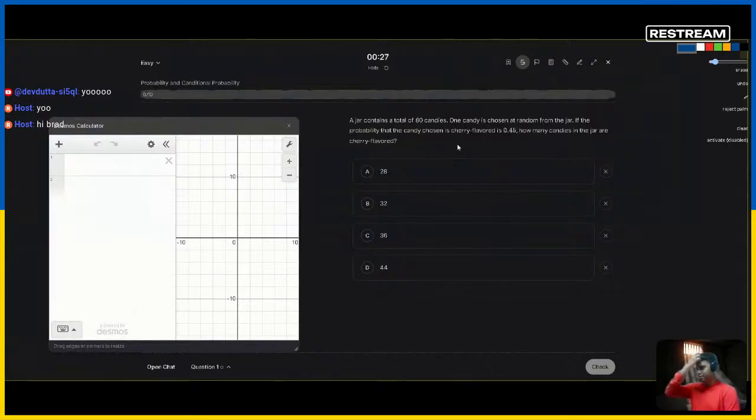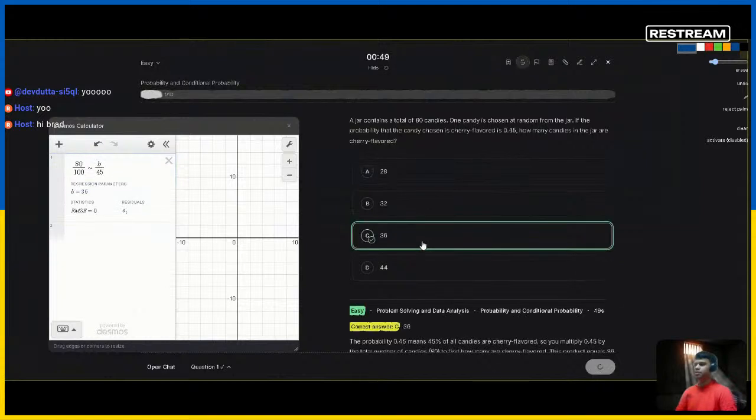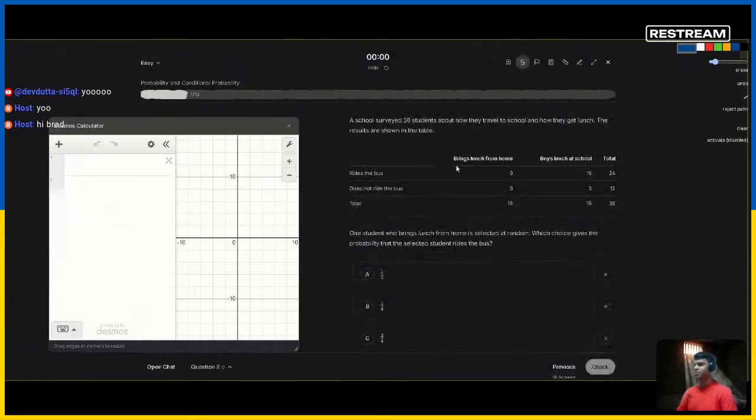Right, talking about cherries. Okay, so 80 is 100%. Blank is 45%. It's 36. Oh yeah, baby. I love this squiggly line. I wish I learned about this so long ago.